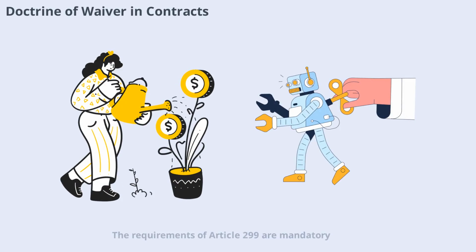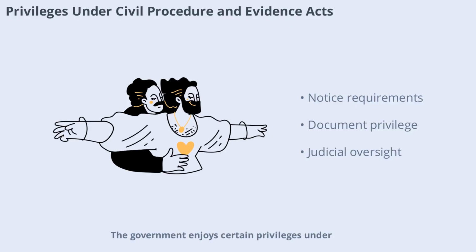The requirements of Article 299 are mandatory and cannot be waived by the government. This ensures that all government contracts adhere to strict legal standards, protecting both the state and contracting parties from disputes over validity. The government enjoys certain privileges under the Civil Procedure Code and Evidence Act, such as notice requirements and the ability to withhold sensitive documents. These privileges are balanced by judicial oversight to prevent abuse and ensure justice.